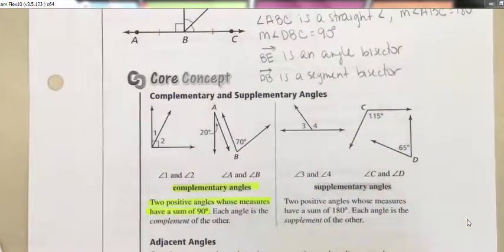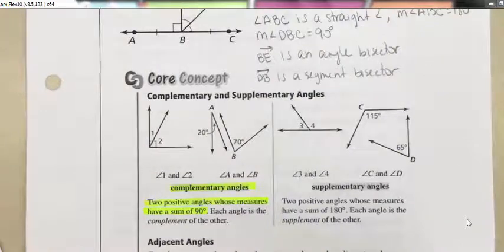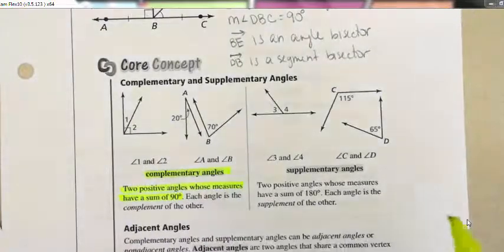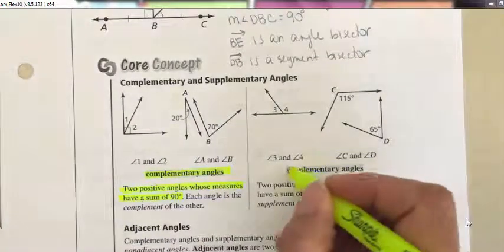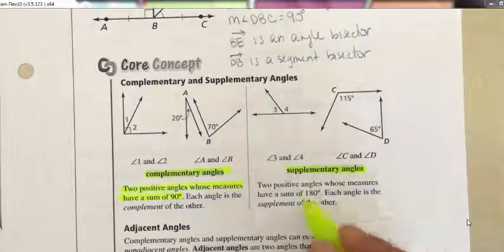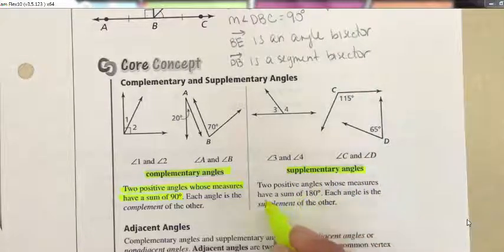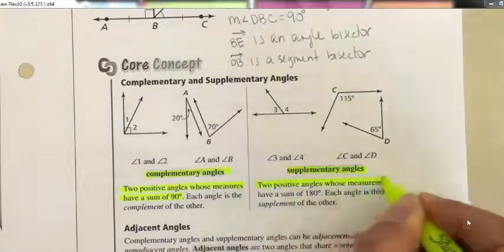They're also complementary. All right, supplementary angles, pretty similar except it's double. So supplementary angles are now two positive angles whose measures have a sum of 180 degrees.